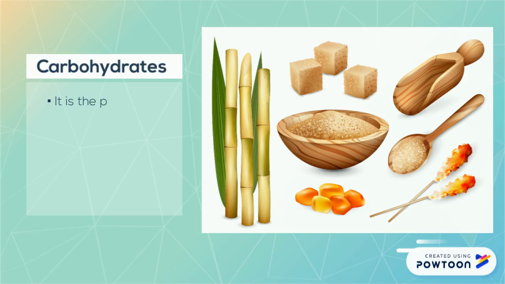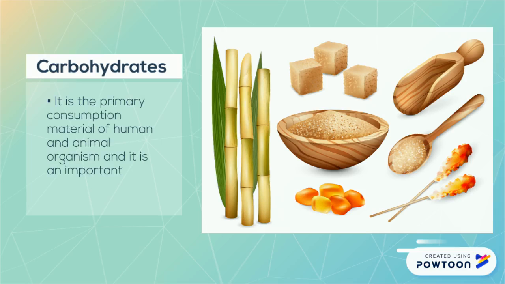Carbohydrates. It is the primary consumption material of human and animal organisms and it is an important energy source. The smallest structural unit of carbohydrates is glucose. If sufficient carbohydrates are not taken into the body, the body compensates for this deficiency by converting proteins into glucose.